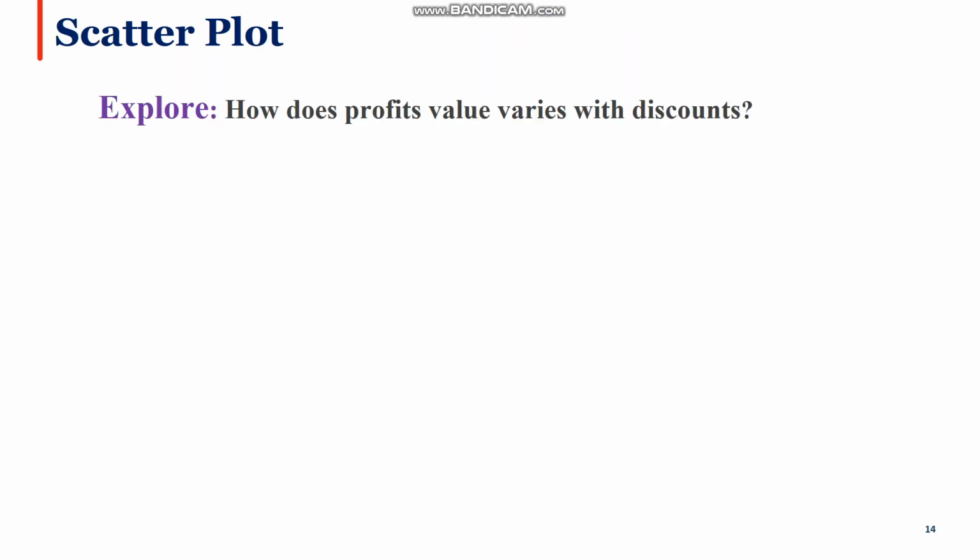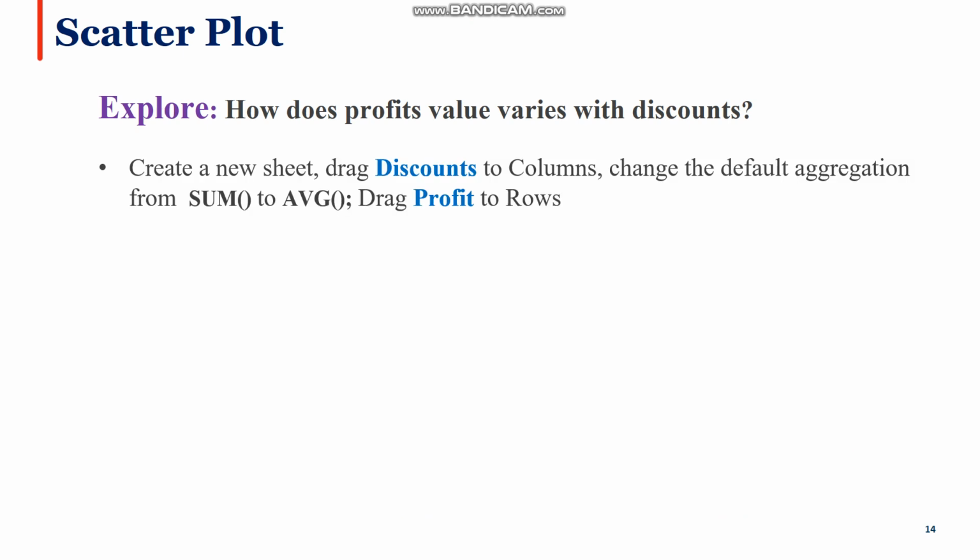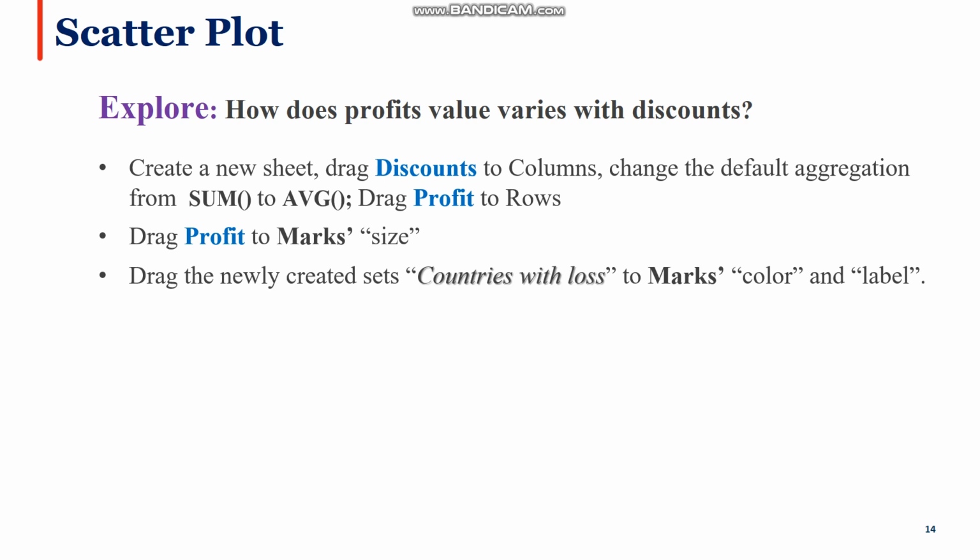So in Tableau, how can we create this scatter plot? What you need to do is to create a new sheet. You drag in a discount to the column. You may change the default aggregation from summation to average, and you drag in the profit to the row. You also need to drag the profit to max the size. Okay, you may need to drag in the newly created set, the country with loss, to max color and label that.